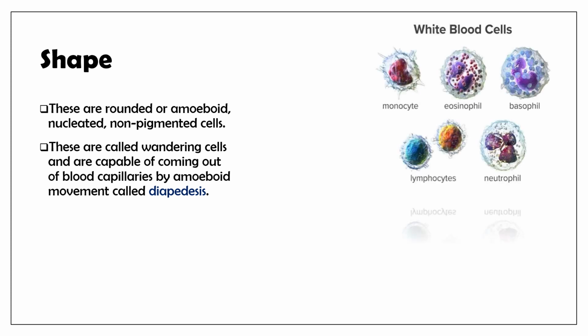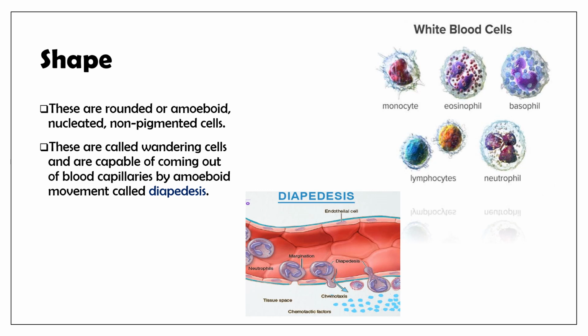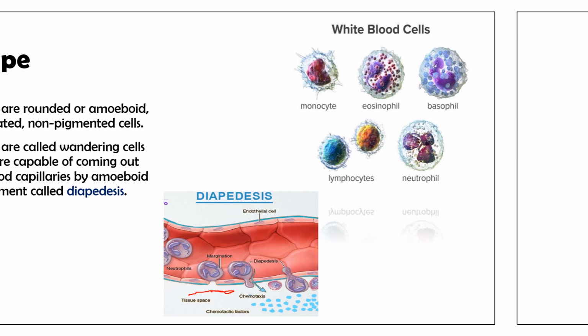They are also called wandering cells because they are capable of coming out of the blood capillaries by amoeboid movement, which is known as diapedesis. We can see the diapedesis over here, where these white blood cells are coming out of the blood capillaries.